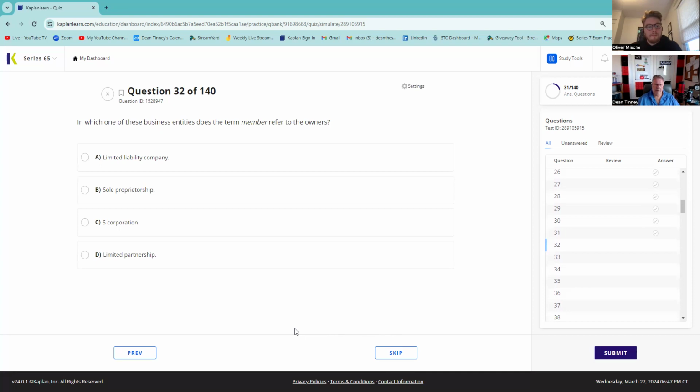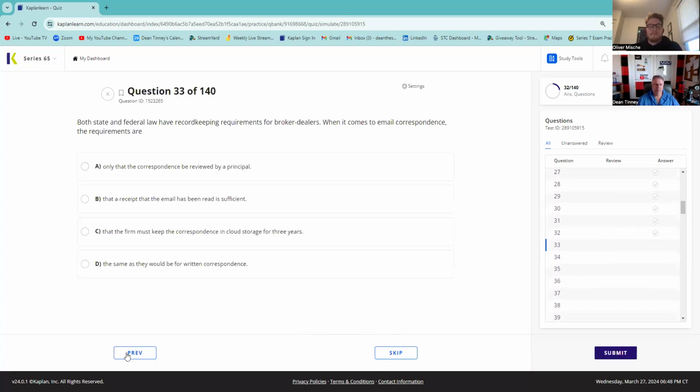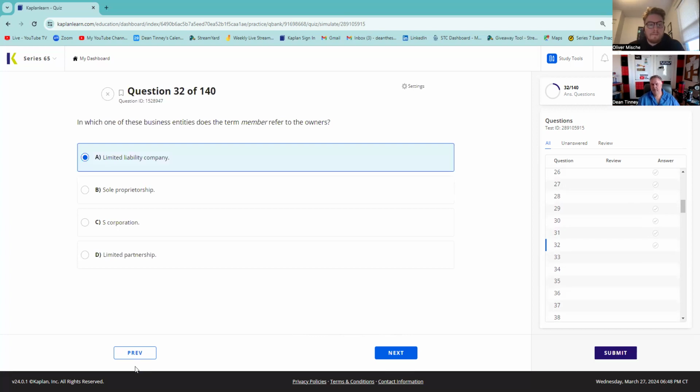In which one of these business entities does the term member refer to the owners? Limited liability, LLC. I had somebody the other day take exception with a question very similar to this kind of question. I said, well, you should know it's an LLC because they use the term members, and that means LLC, vice versa. So that's very much business structure. I always tell people be prepared for that answer set because any one of those could have been the answer.